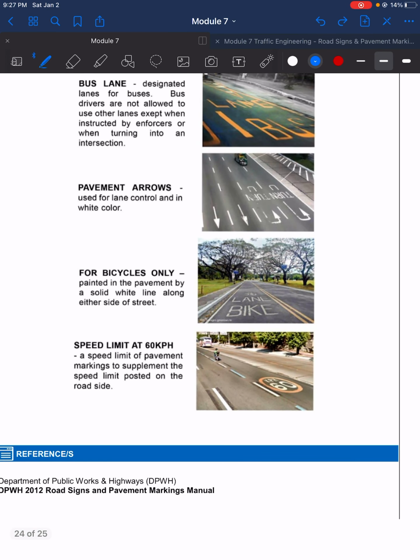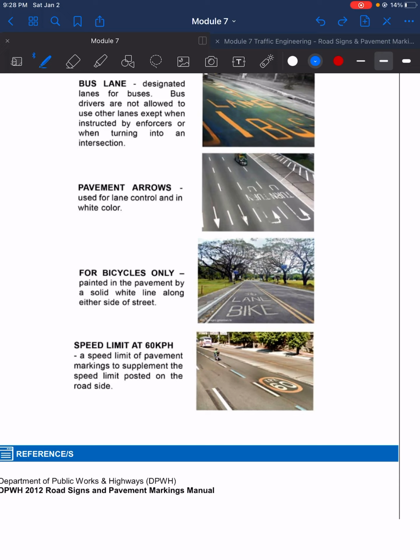Pavement arrows used for lane control and in white color. So, you can turn here. U-turn. Next, for bicycle only. Painted in the pavement by a solid white line along either side of street. Same with the motorcycle lane and bus lane.